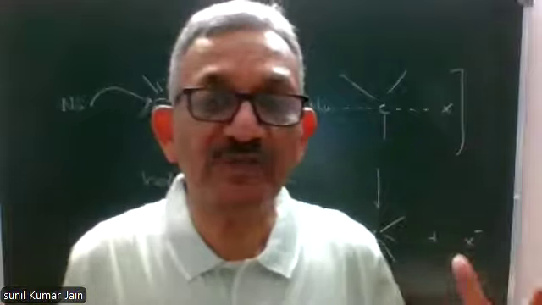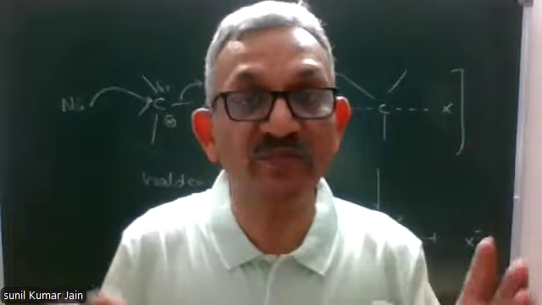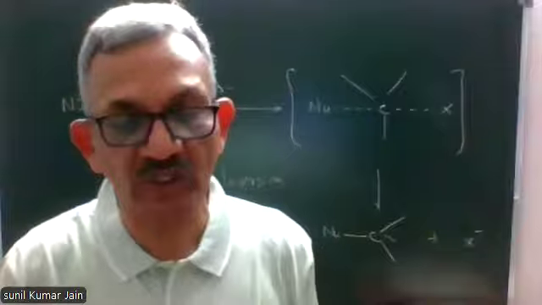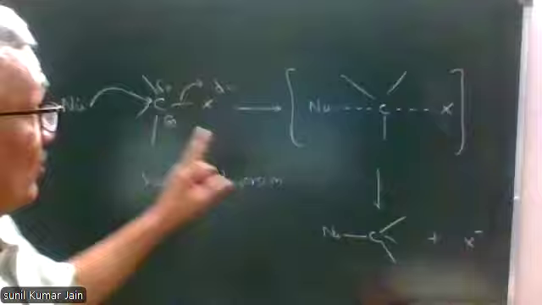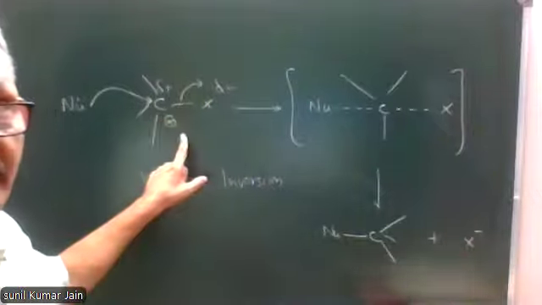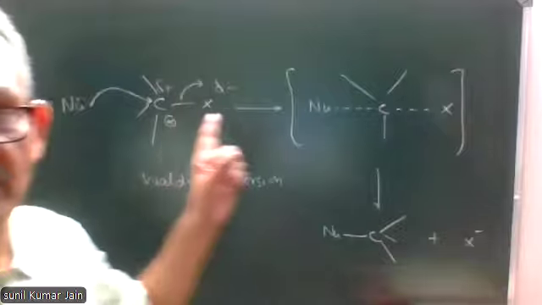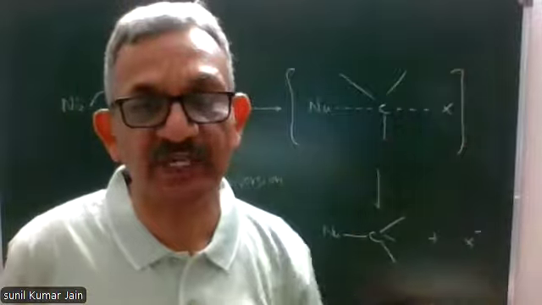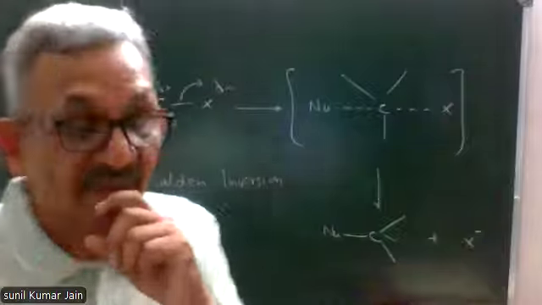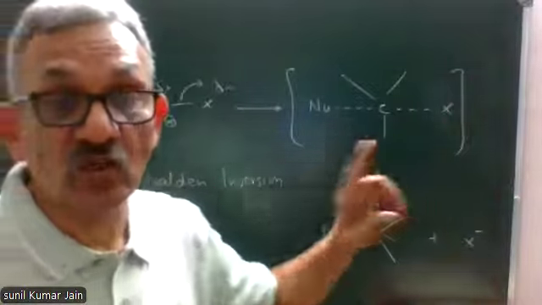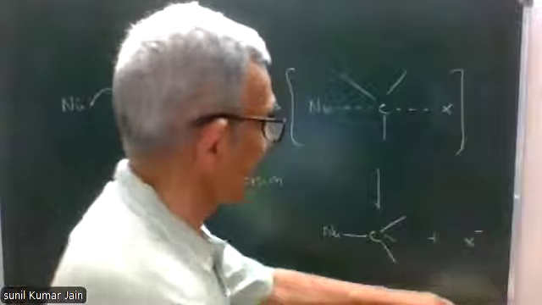Configuration means the arrangement of atoms or groups of atoms in 3D, in space. That is called inversion of configuration. Now, since two reacting particles are involved in this reaction, this is a single step reaction. Therefore, this is called a bimolecular reaction. Now, this intermediate is called the transition state.